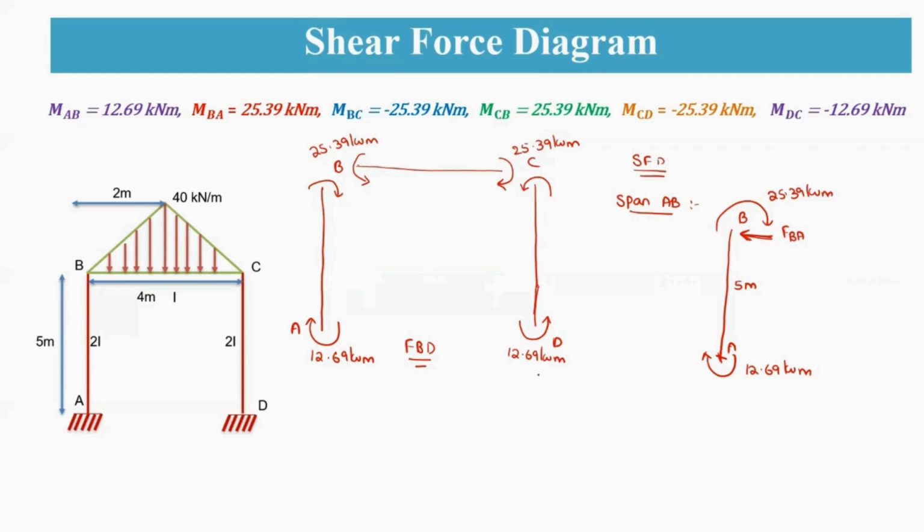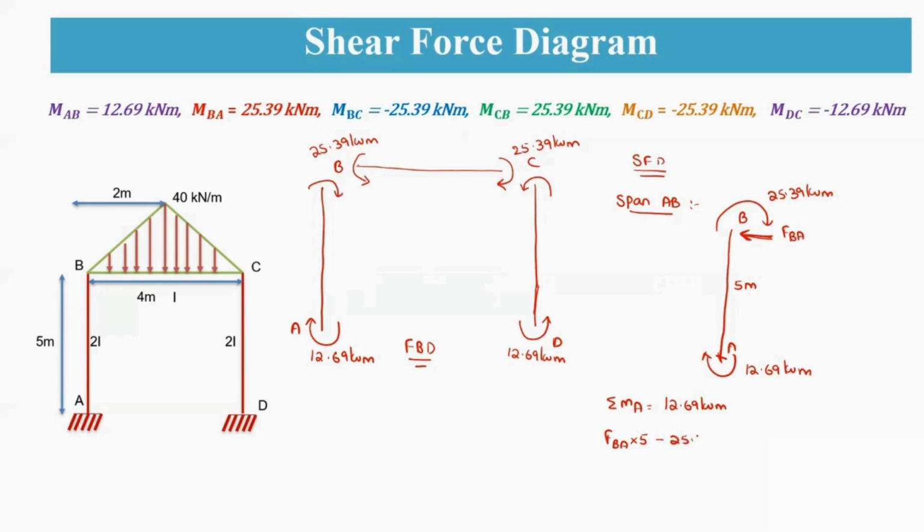So for BA, moment about A. At this point, it is in sagging nature. So that means positive value 12.69 kilonewton meter. So about this point, if you are writing FBA into 5, this is in sagging nature. Again, this B moment is in hogging nature.